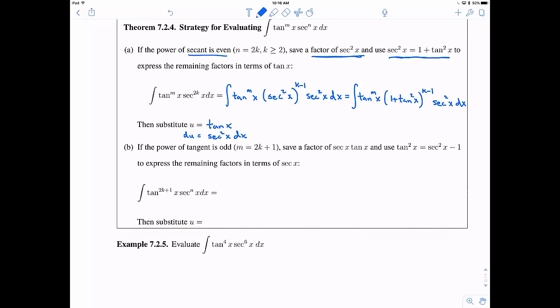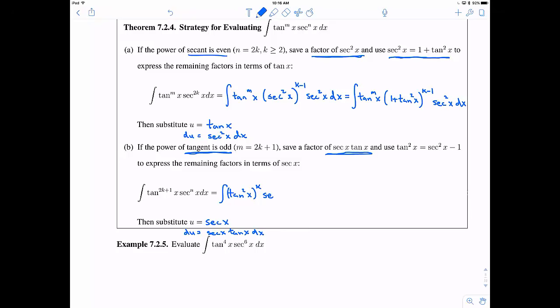The other case that we'll go over is how do we integrate when we have tangent to an odd power. In this case, we'll use u as secant of x, and therefore we want to save a secant of x times tangent of x dx. That'll be used by my du. So we want to save one of these factors, and then the rest of them we want to be used by secants. So we're going to transform tangent squared x is equal to secant squared x minus 1.